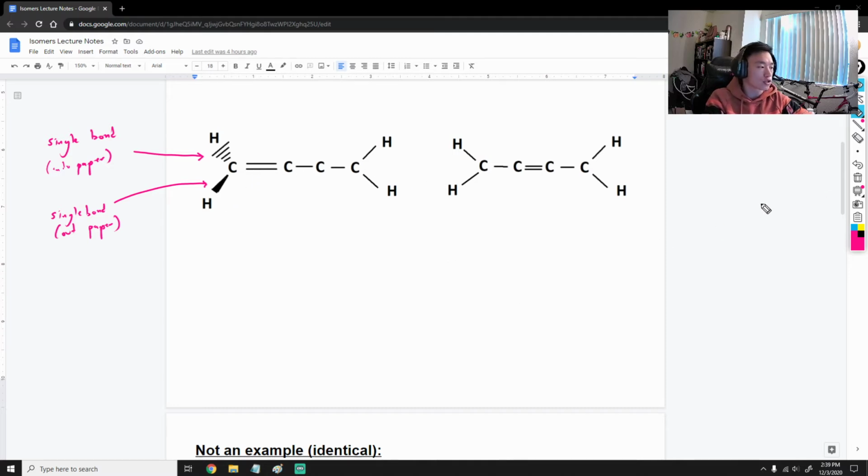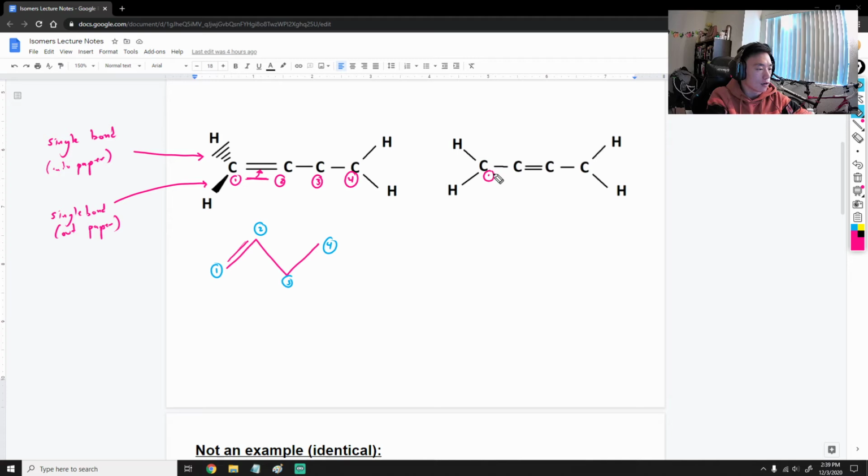So if we were to draw the skeletal structure of this, we have carbon number 1, 2, 3, and 4. So we're going to draw carbon 1, 2, 3, and 4. But if you notice, between carbons 1 and 2, there is a double bond. That means that in our skeletal structure, we need to draw the double bond.